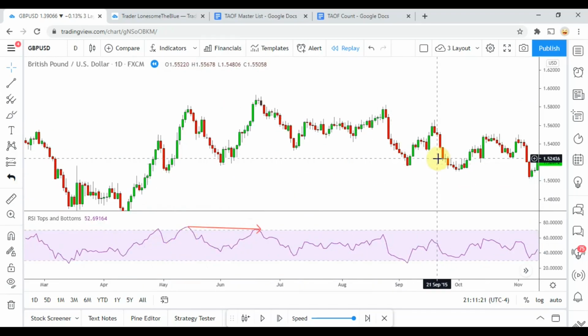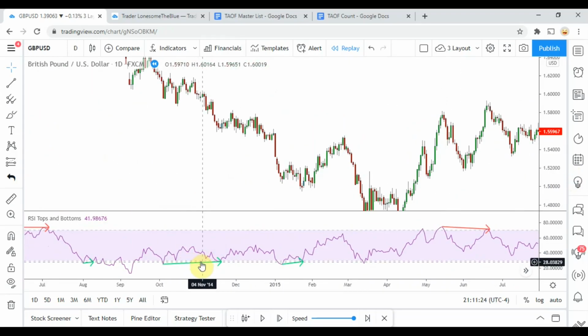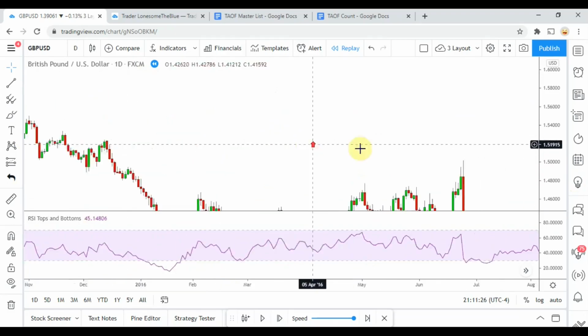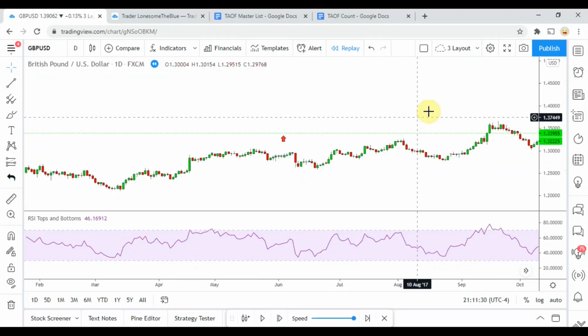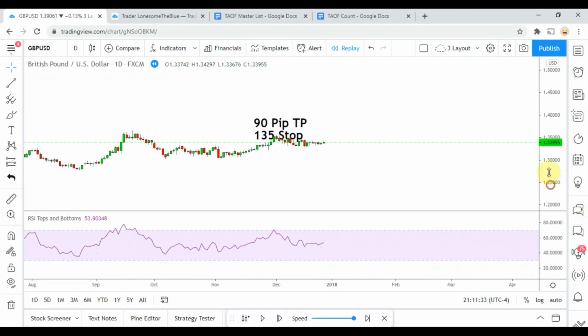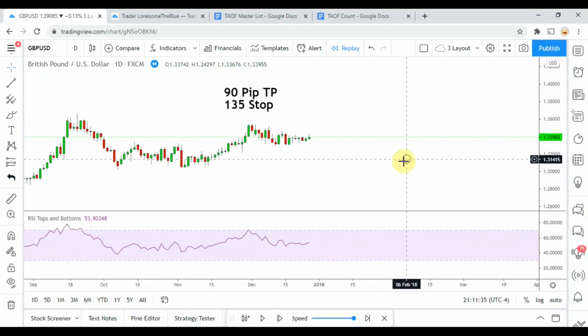And you get that on both sides here. You can see the green on the bottom and the red on the top. And so that's what this indicator is basically kind of giving us, signals of divergence.